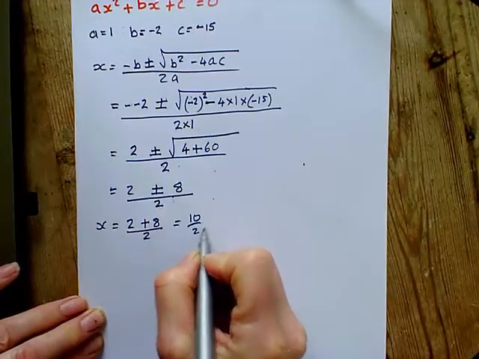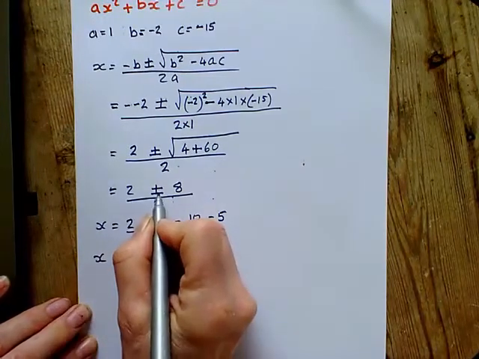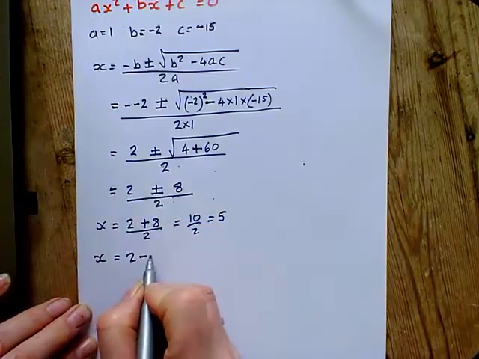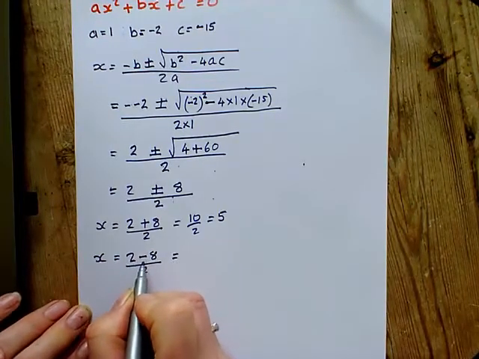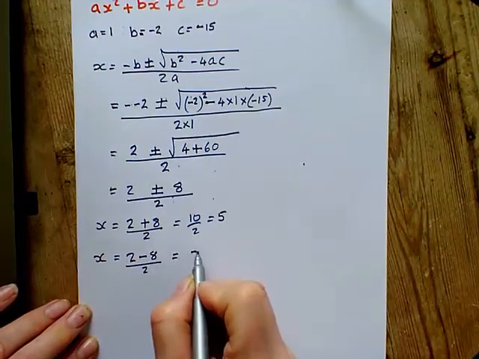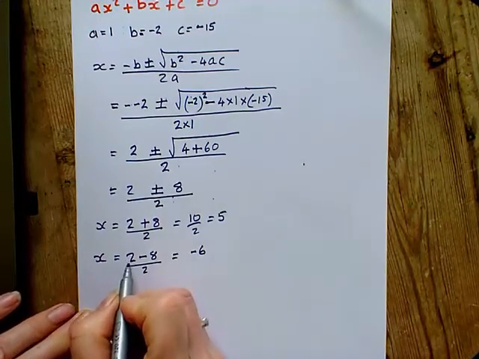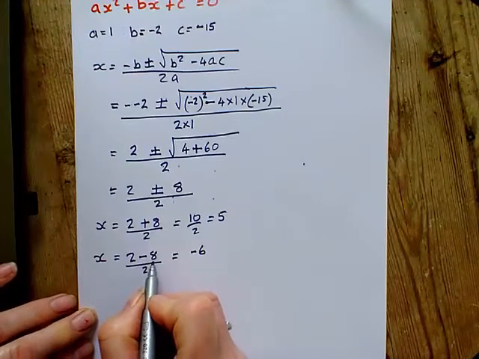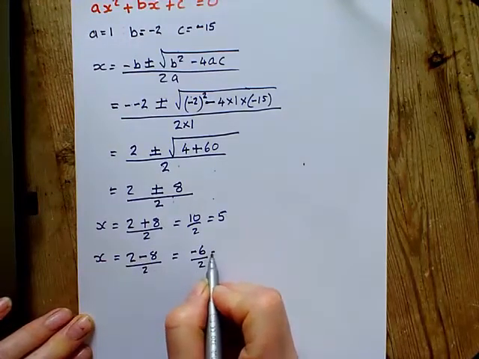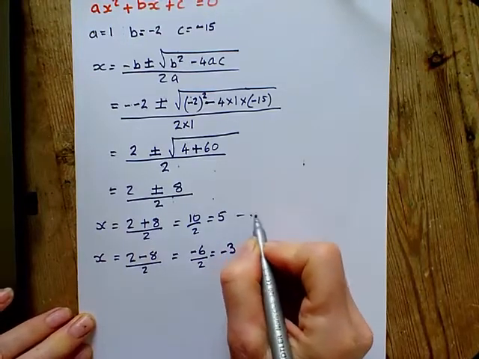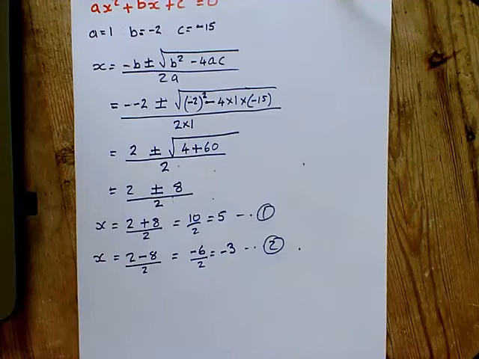equals 10 over 2 equals 5, and the other solution is when that is negative, 2 minus 8 over 2 equals, and 2 minus 8 is minus 6. It's like the temperature in Moscow is 2 degrees, it drops by 8 degrees, it is now minus 6 degrees. So there's our first solution, there's our second solution. Remember, always 2 solutions to a quadratic.